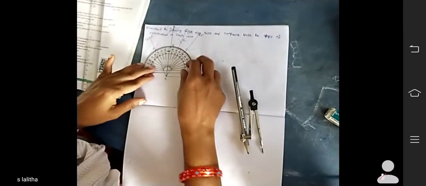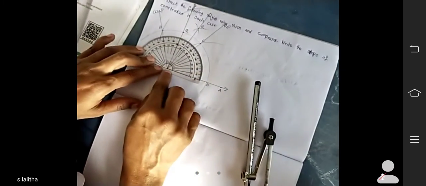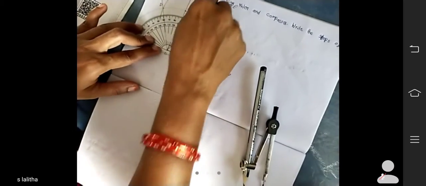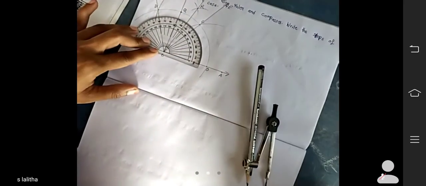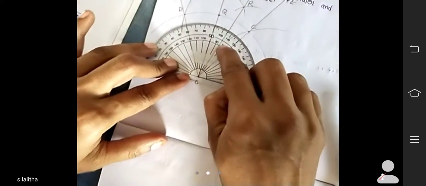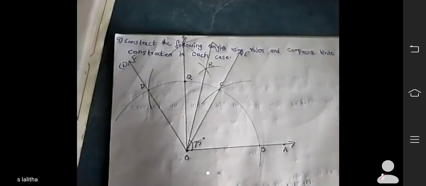Now check with protractor how many degrees we get. See here, angle AOR, 75 degrees. Please check it. So you have to draw 75 degrees like this. Did you understand how to construct? Again I will tell.